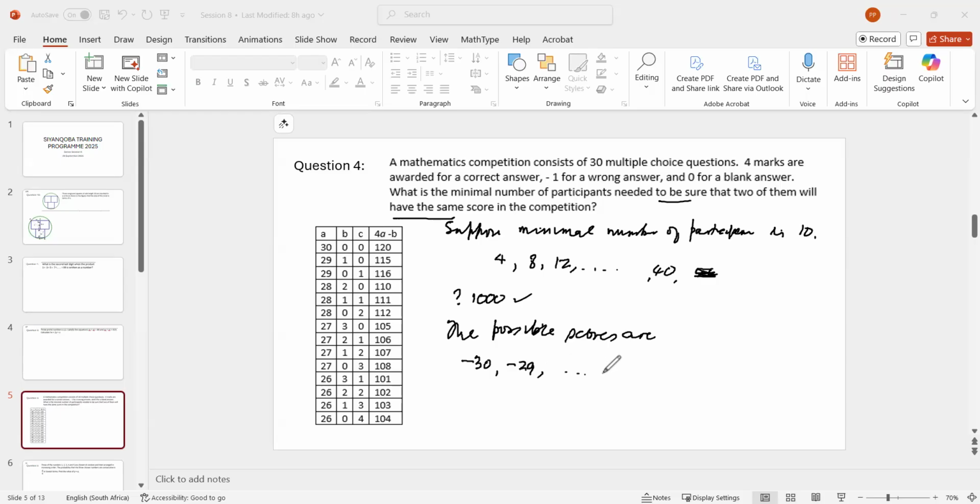and so on, right? And the highest possible score you can have is when he gets all 30 right, which is a very happy state of affairs. You can go up to 120, okay? So the scores range from -30 to 120. And how many possible scores are there? Number of possible scores.